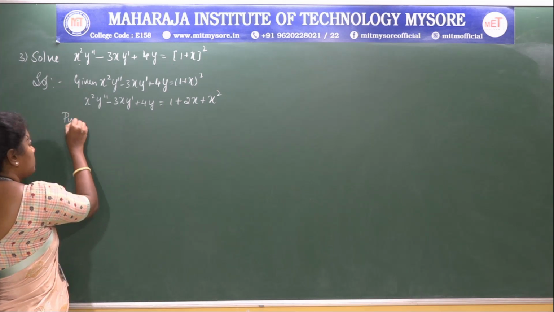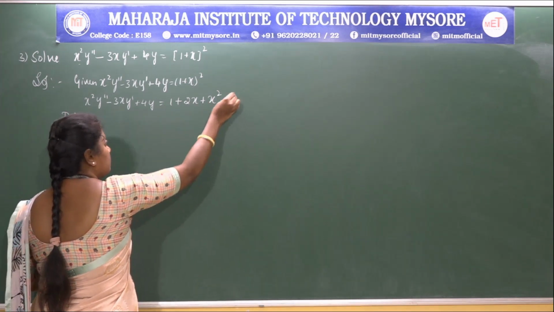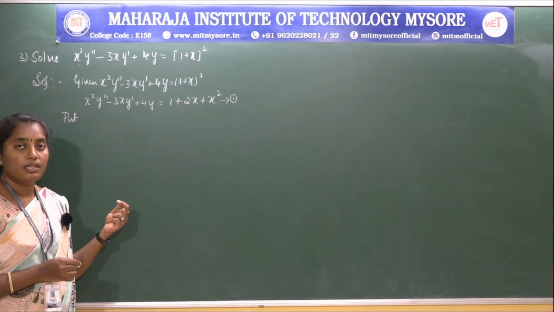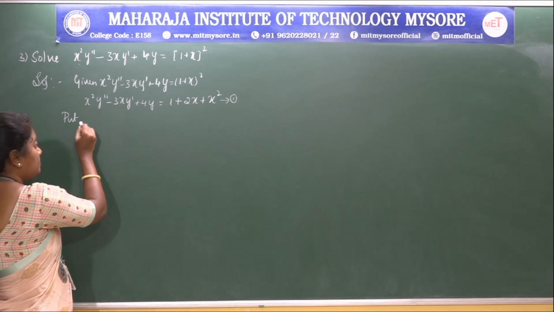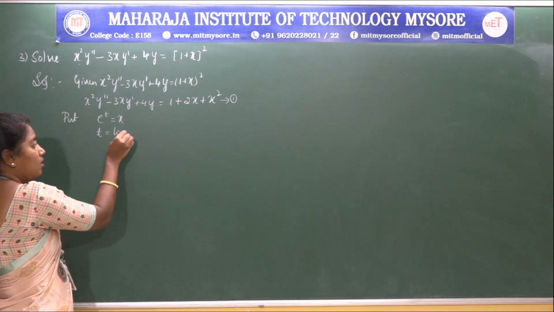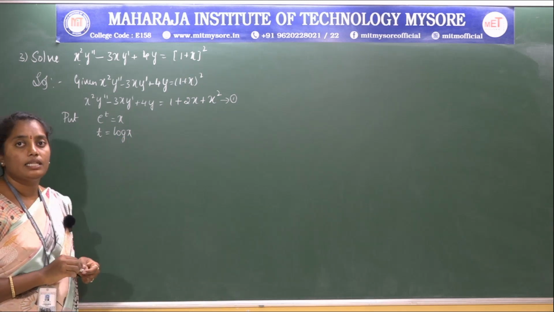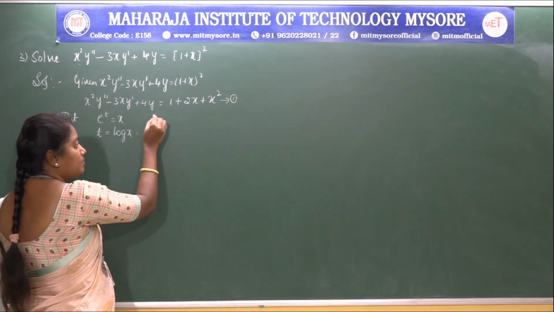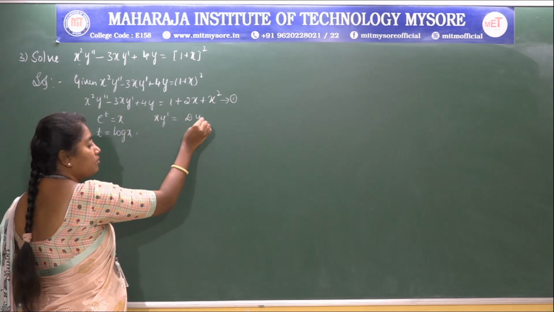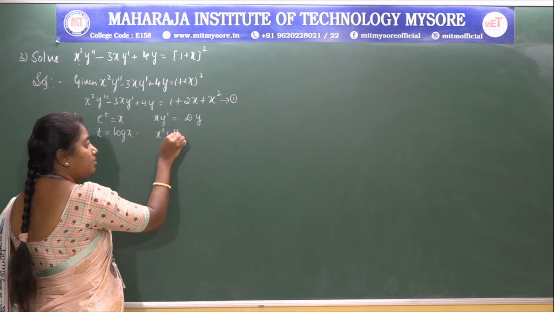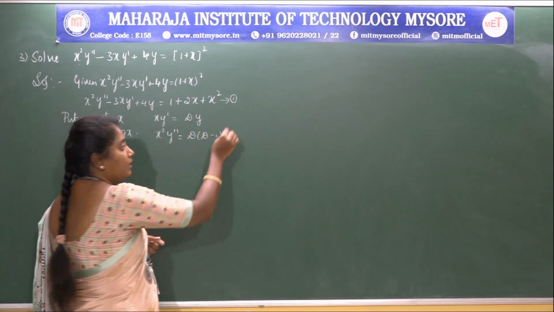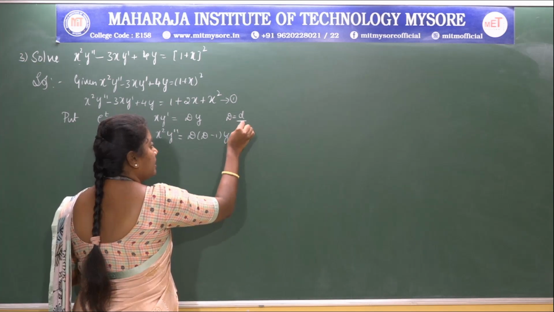So now let us represent this equation as equation number 1. To reduce this equation with variable coefficients to an equation with constant coefficients, take the substitution e^t = x, then t = log x. By taking this substitution, xy' = Dy, and x²y'' = D(D − 1)y, where D = d/dt.